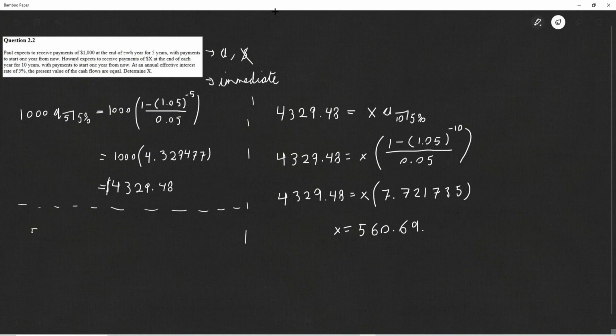So we're going to have 560, and we're going to have our A 10 and 5%. So this is going to be equal to 560 multiplied by our 7.721735. And now putting this into a calculator, we'll have 560 multiplied by 7.721735.